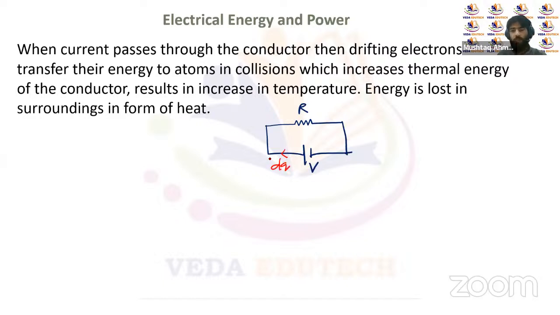Let's suppose dq charge is supplied by the battery at a potential difference V. So the work done by this battery will be V dq. And let's suppose I is the current flowing through this circuit, then I will be dq over dt. This is the current flowing through this circuit.